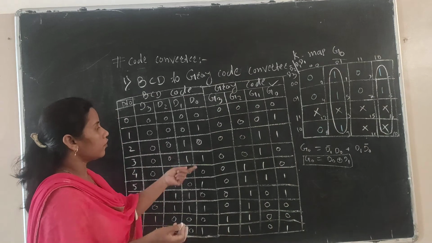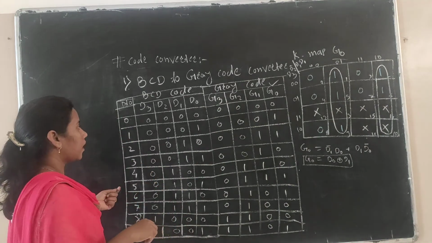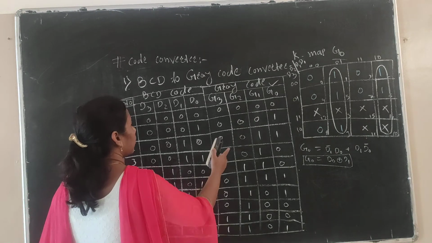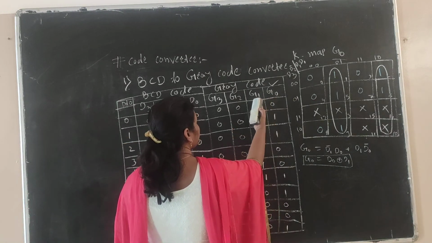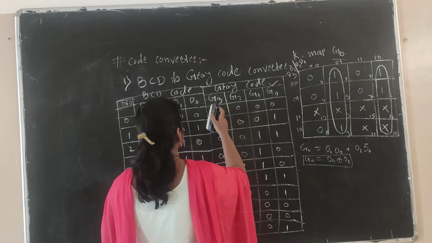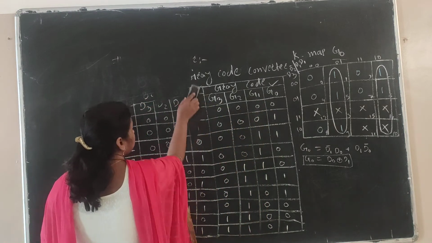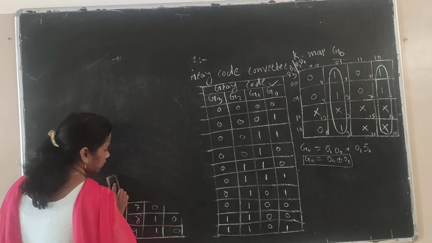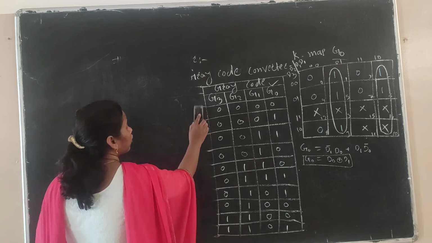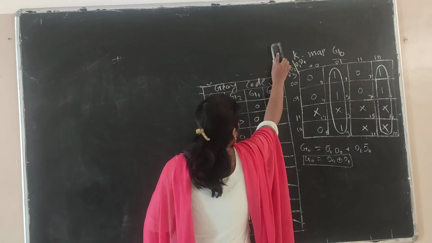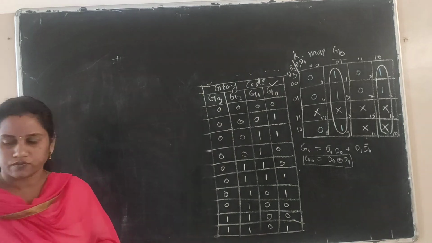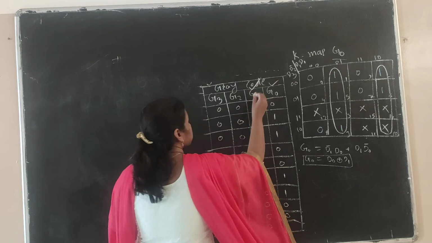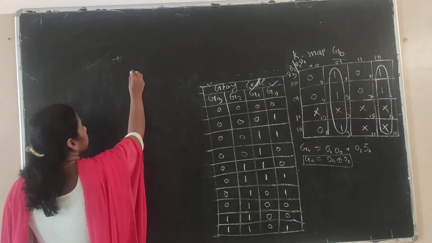Now we will go for the second K-map. I can rub this. Here we have complete G0. Now we require G1, G2 and G3. I will rub the remaining, because in this we have to take just the outputs for the gray code. That's why for this G1, we now take the K-map for G1.